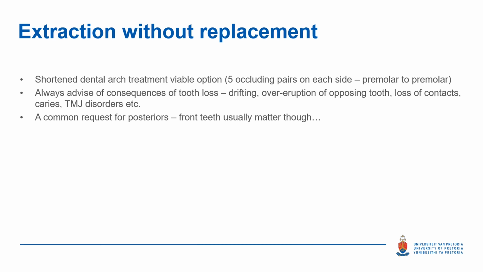If you're going to consider these types of treatment approaches, always advise your patients of the consequences of tooth loss: that there will be drifting, over-eruption of the opposing tooth, loss of contacts which can lead to caries, and even TM joint disorders. It's a common request obviously in our posterior teeth, because to patients their front teeth usually matter more than their back teeth, but it is definitely a treatment option if endo fails.